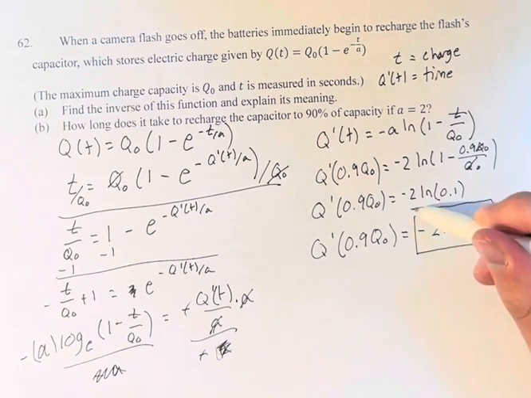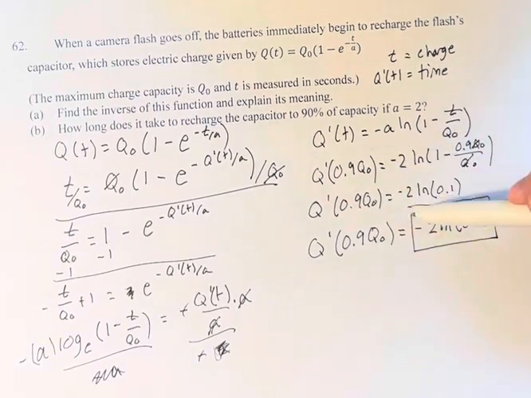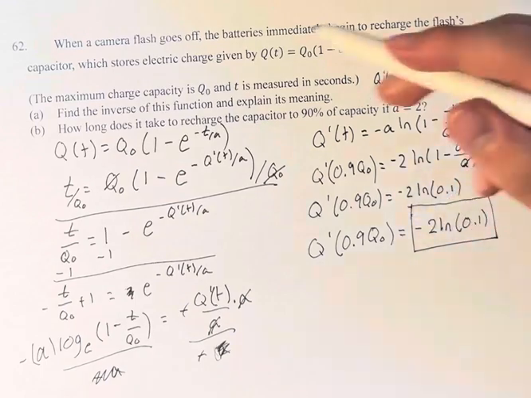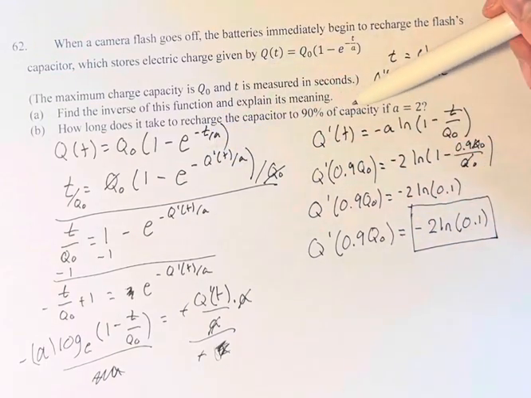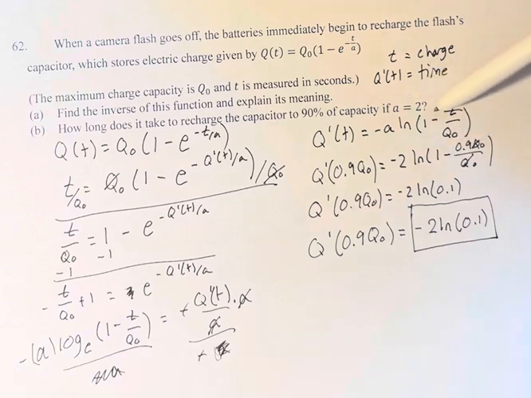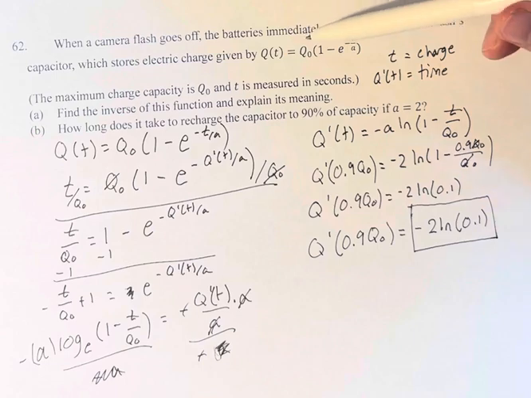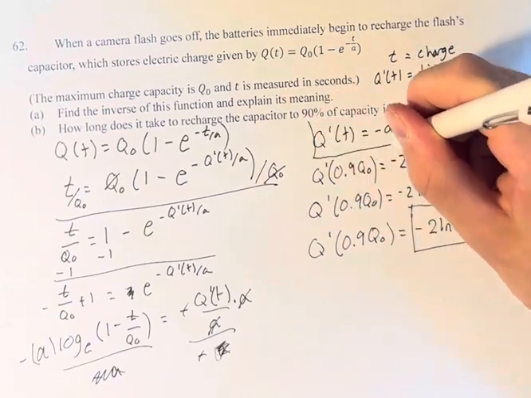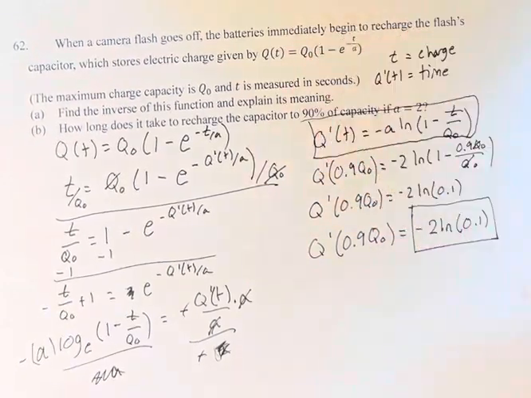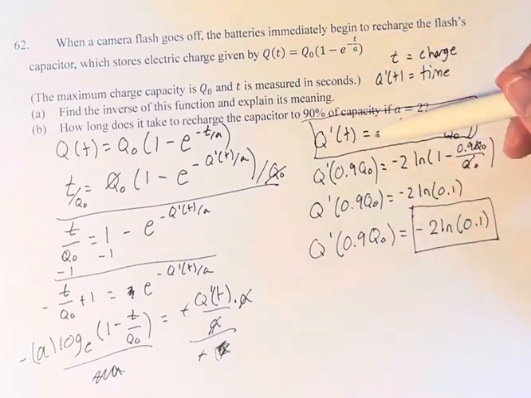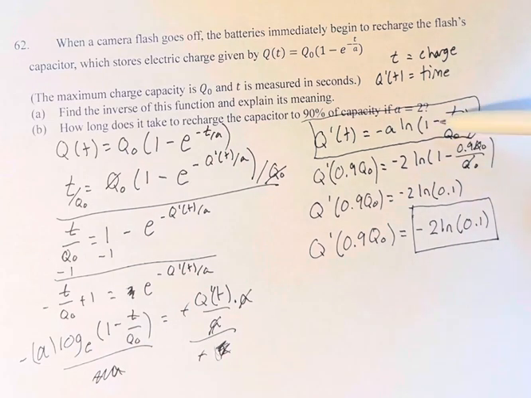So this is the time it takes to recharge the capacitor to 90% of capacity if a is equal to 2, based off of this original function and finding its inverse, q inverse of t equals negative a times the natural log of 1 minus t over q naught. So this is a and this is b.